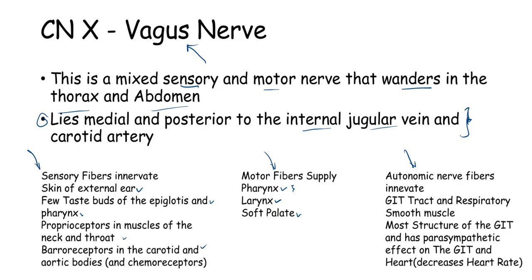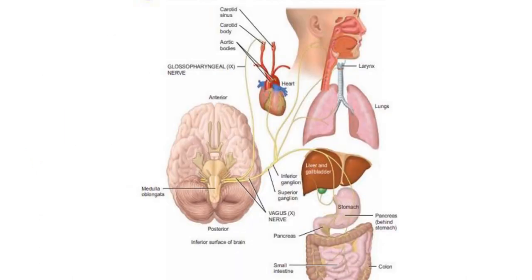Autonomic nerves will be innervating the GIT, the smooth muscle, most of the structures of the GIT, like I said already, and it has a parasympathetic effect on the GIT and the heart, which means it decreases the heart rate. The vagus nerve decreases the heart rate. Stimulation of the heart by the vagus nerve decreases the heart rate. They can ask you that in the MCQ as well. Okay, moving on. This is a diagrammatic representation of what I'm trying to say.